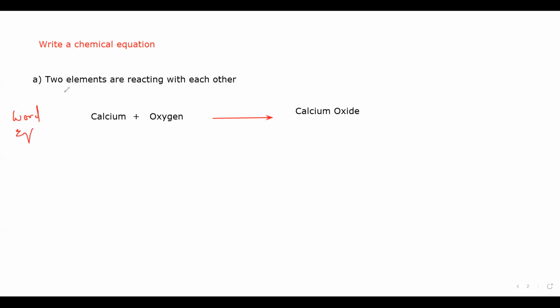In a word equation, we write the name. But now if we want to write the symbolic equation, we write the symbol. First, calcium. What is the symbol for calcium?